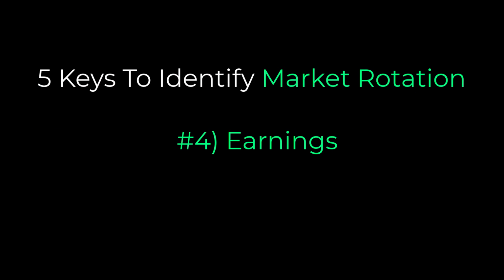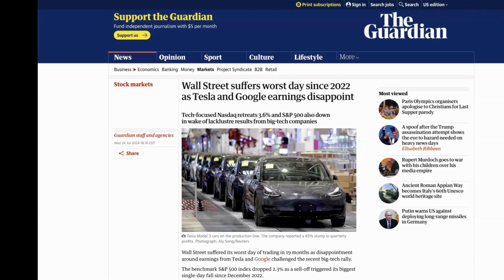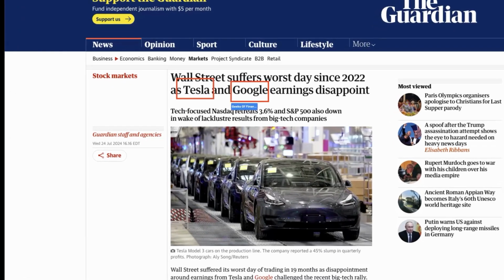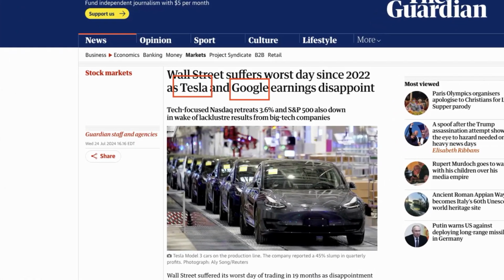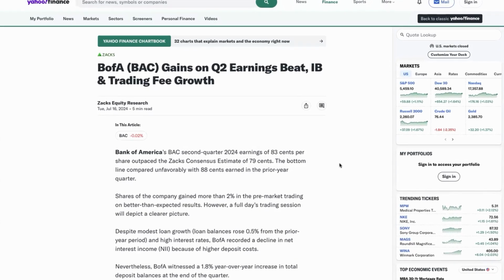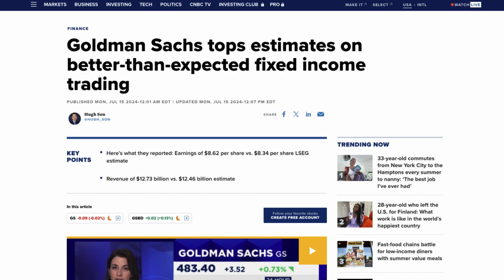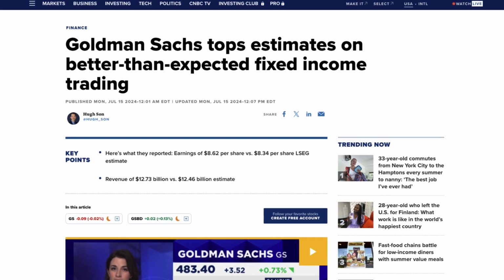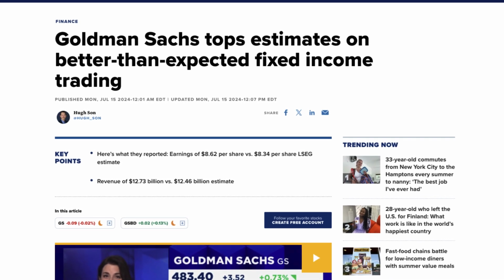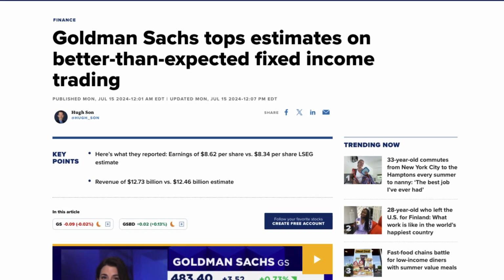Number 4, earnings. Earnings have really shown a significant shift with names like Tesla and Google disappointing on their earnings, causing a sell-off in the QQQs. Meanwhile, sectors like financials, for example, Bank of America, JP Morgan, Goldman Sachs, all reported really great earnings for Q2 just a couple of weeks ago, further signifying a shift in the sector rotation.